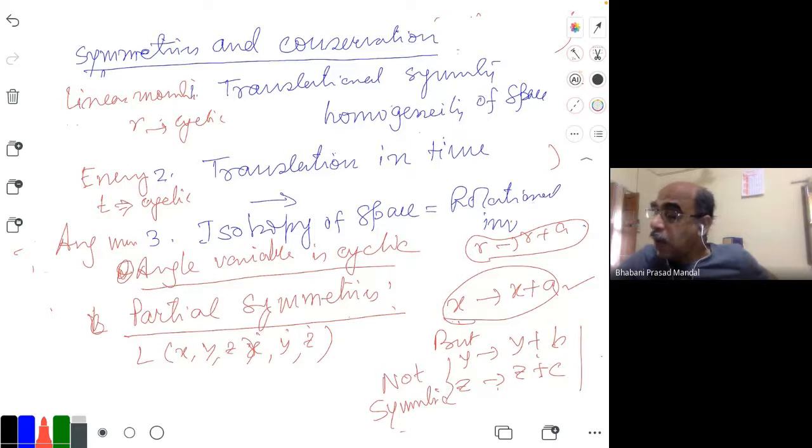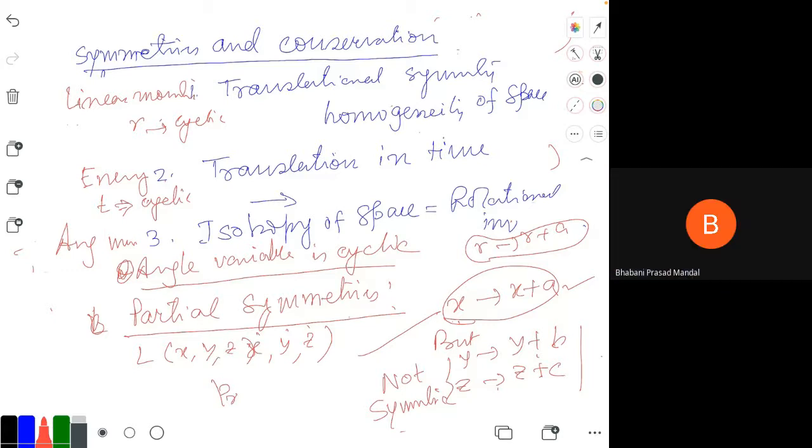So what will happen in that case? Total momentum will not be conserved, but p_x will be conserved, because it is the symmetry with respect to the x variable. So p_x, the momentum conjugate to the x variable, will be conserved. p_y and p_z will not be conserved.